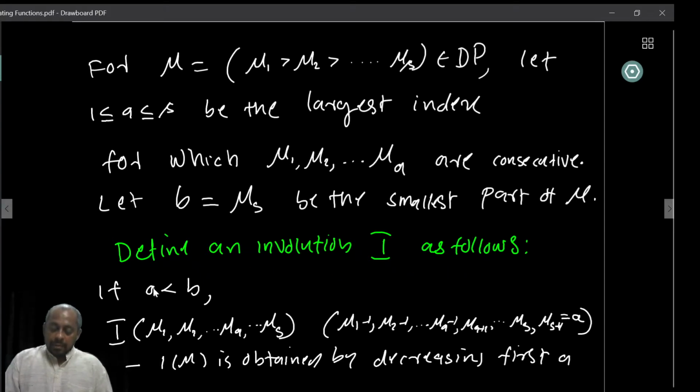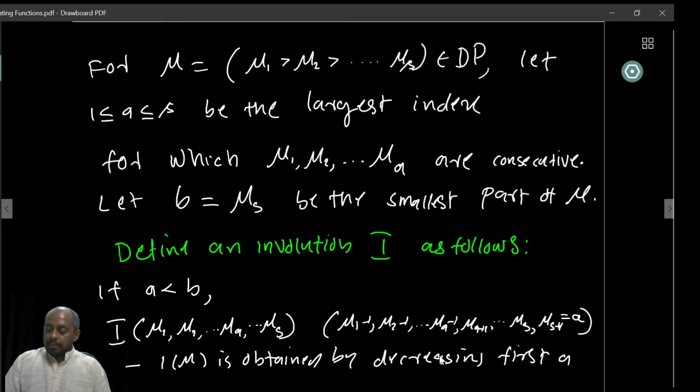If A is strictly less than B, then I define I of mu1, mu2, etc., mu S to be mu1 minus 1, mu2 minus 1, etc., mu A minus 1, then mu A plus 1, etc., mu S as it is. Then I add this subtracted. I subtracted 1 from the first A parts, and I add that A at the end as a new part: mu S plus 1 is equal to A.